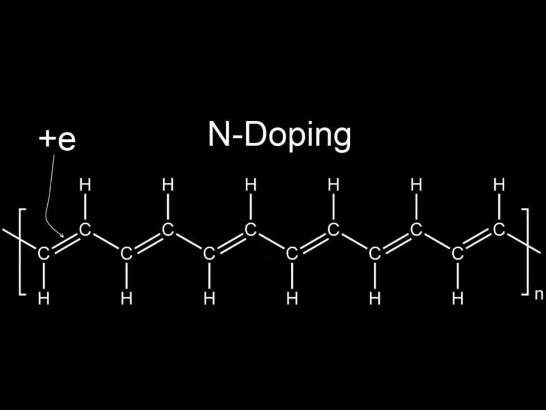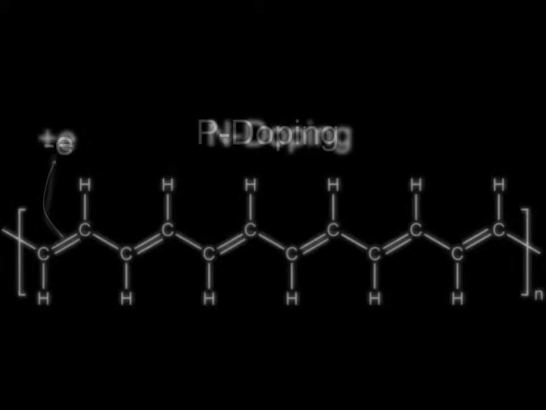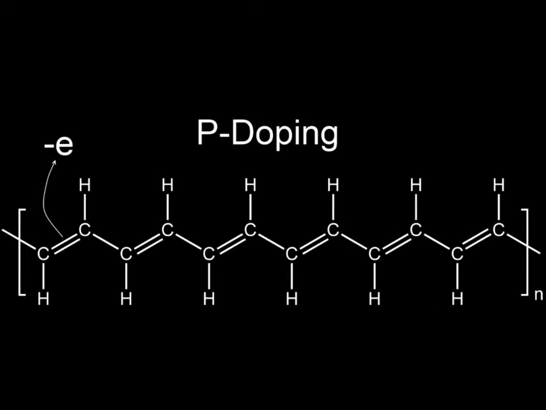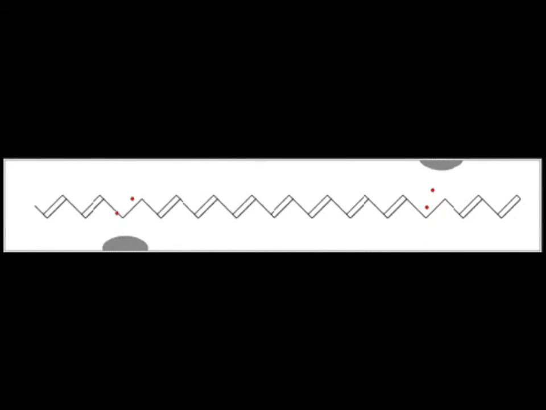There are two ways a conductive polymer can be doped, and that is by N-doping when an electron is added, or P-doping when an electron is removed. This generates charge carriers which can move in an electric field. They can move through the polymer like so.